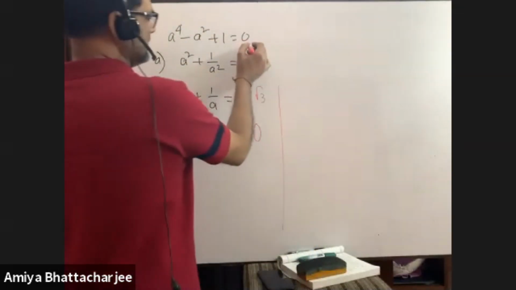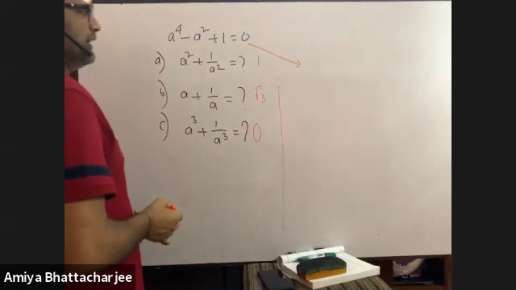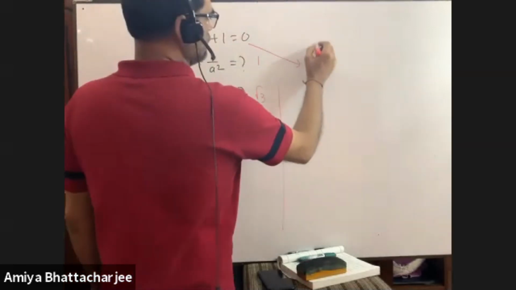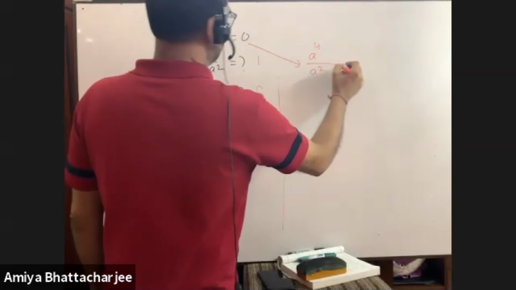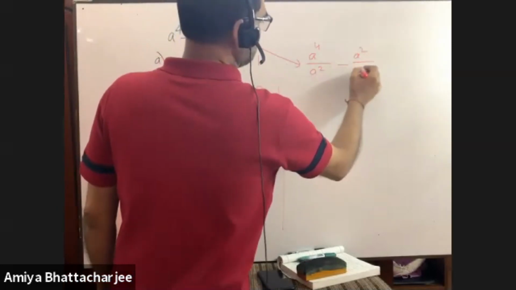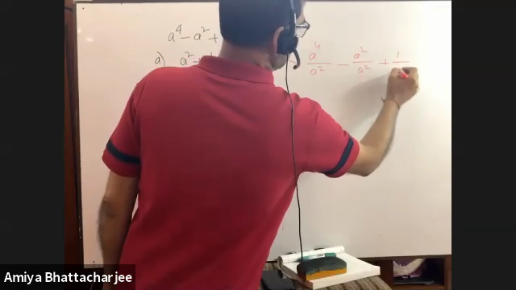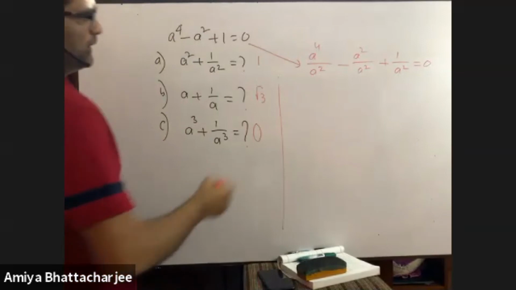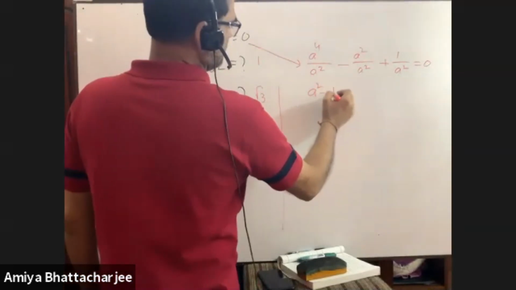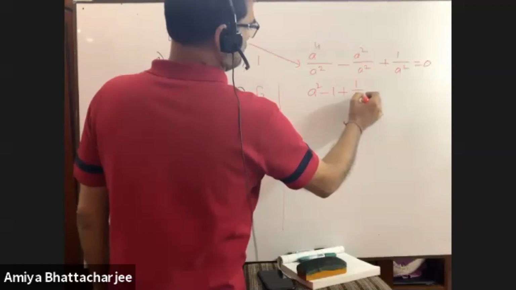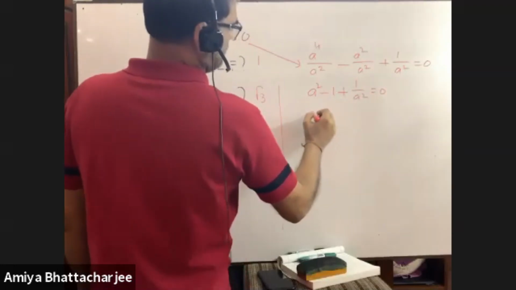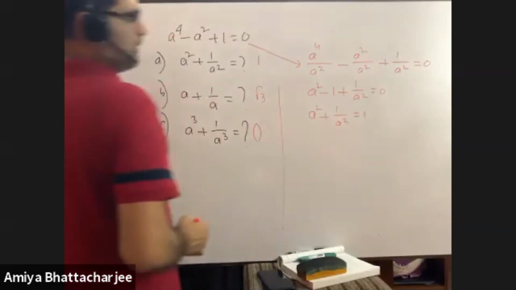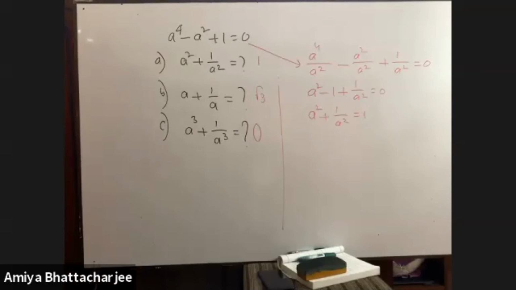I also did this math for you in class 8. Divide by a square. So a4 by a square minus a square by a square plus 1 by a square equals 0. Then we get a square minus 1 plus 1 by a square equals 0. That is a square plus 1 by a square equals 1. Have you got it?